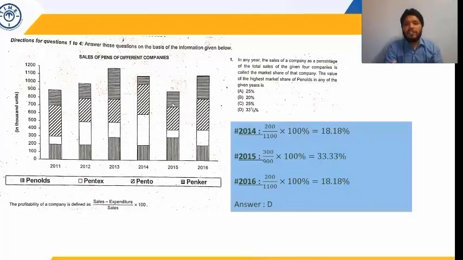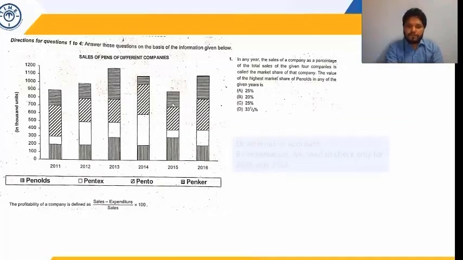I hope this explanation is clear to everyone. So market share simply means share of penoids. If we are going to find out the market share of penoids, then the formula will be share of penoids divided by total share of all the four companies into 100%.